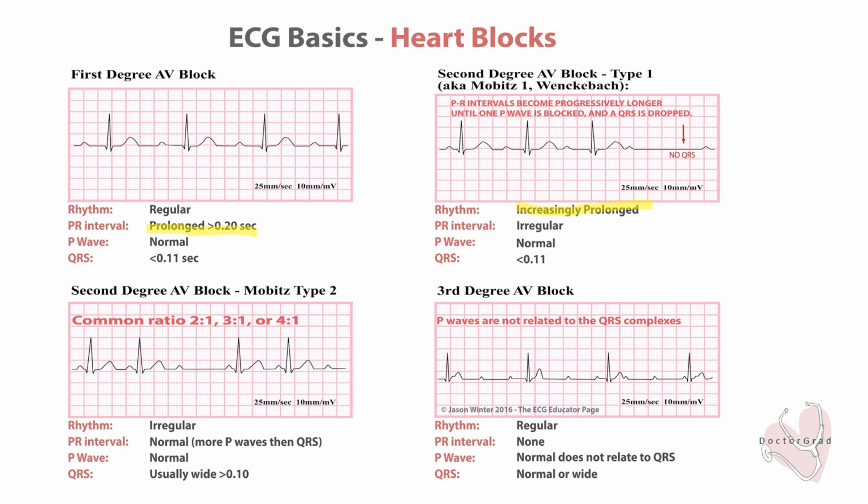Second degree Mobitz type 2 means there are more P waves than QRS, and we'll denote the ratio by 2:1, 3:1 or 4:1. When we say 3:1, it means there are 3 times as many P waves as there are QRS complexes. Then we come to third degree AV block or complete heart block. That means there is no relation between P wave and QRS. P waves are not related to the QRS complexes. Okay, so these are the 3 types of heart blocks.